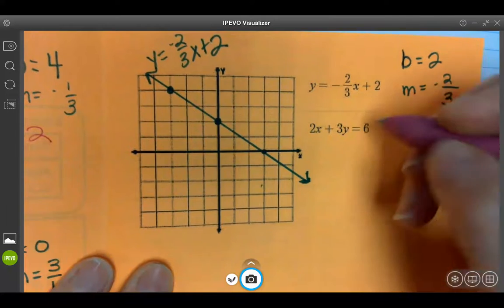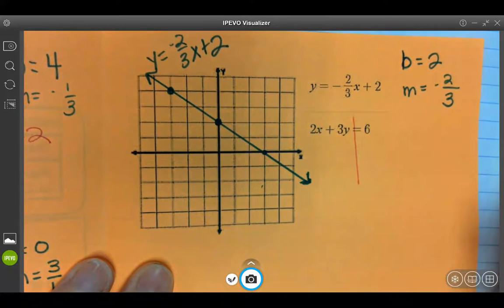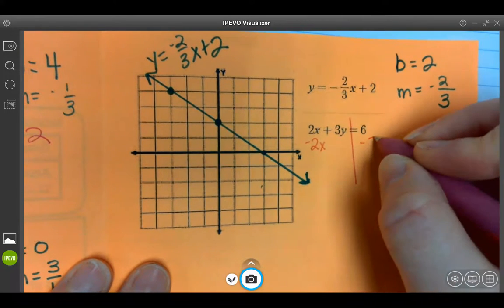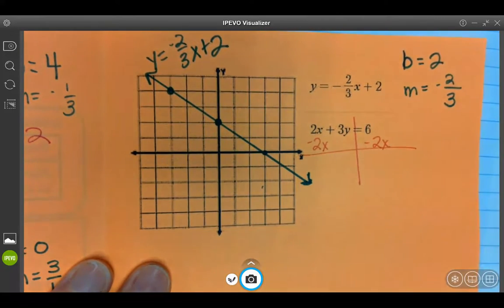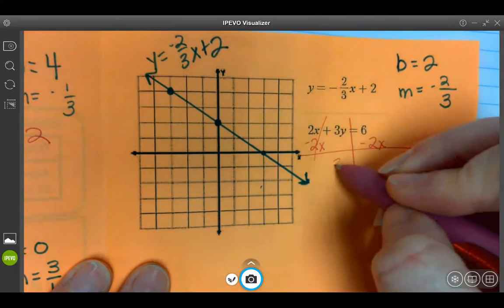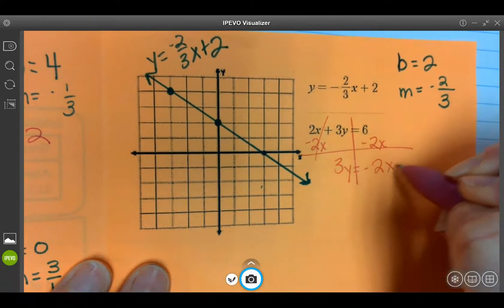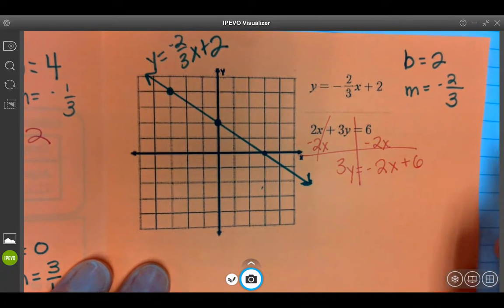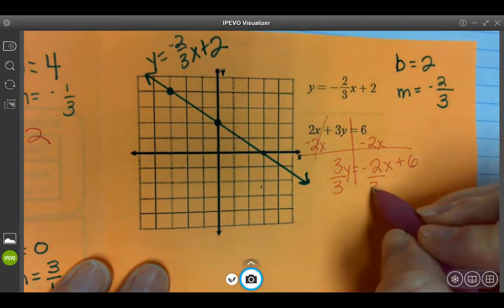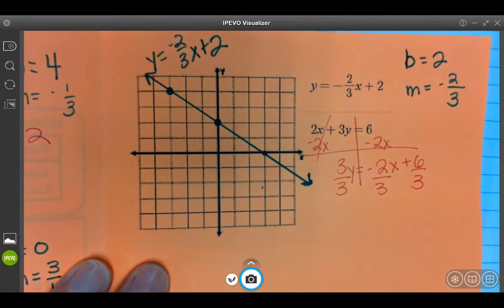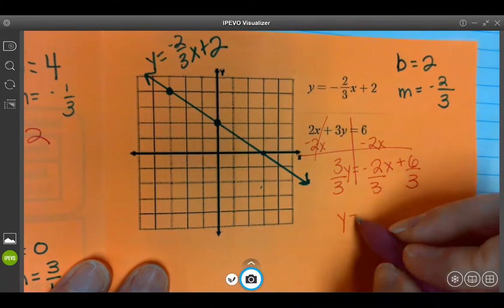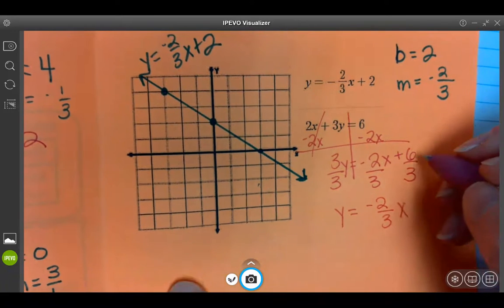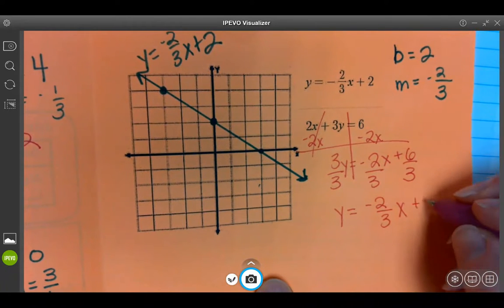This next one's written in standard form, so we've got to solve it. So we need to say y equals mx plus b, so move the x over to the other side by doing the opposite. Make sure you're following along with me. We've been doing this all year, solving for y. Divide by 3 all the way through. Negative 2 over 3. X is going to stay the same. 6 divided by 3. Plus 2.